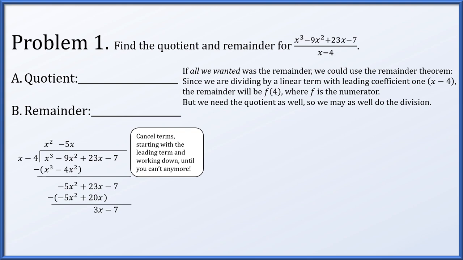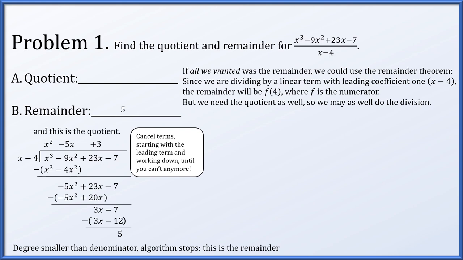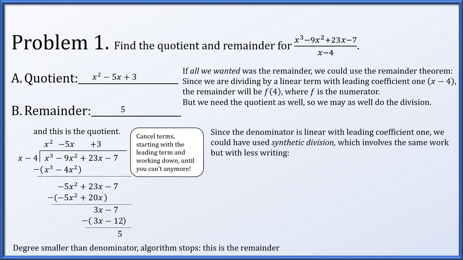Now we ask, what would you multiply x minus 4 by to cancel out the leading term 3x? You'd multiply it by 3, giving you 3x minus 12. Once you subtract that, we now have a 5. And now you could ask, what would I multiply x minus 4 by to cancel out 5? However, you wouldn't be multiplying by any sort of constant or positive power of x. This is where we stop, when what we're left with, the constant term 5, a degree 0 polynomial, is of smaller degree than what we're trying to divide by, which was x minus 4, a degree 1 polynomial. So now that we have that degree smaller than the denominator, we stop. We have found our remainder, it's 5. And what we have produced up top here is the quotient, x squared minus 5x plus 3.